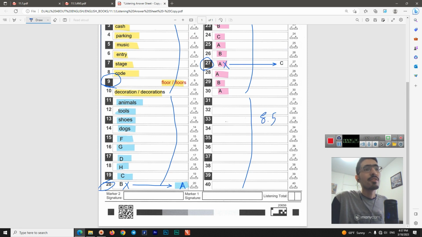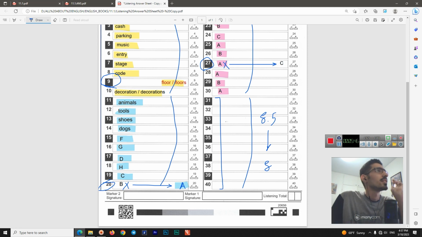Okay, if I make no mistakes in this part, I will remain at 8.5. But if I make one more mistake in this part, I will get a band score of 8. I really hope I can get an 8.5, but I don't want to hide anything. So even if I get 8, I'll tell you. Even if I get 7.5, I'll tell you. So let's see what will happen.